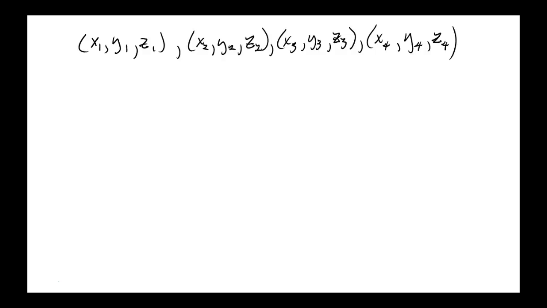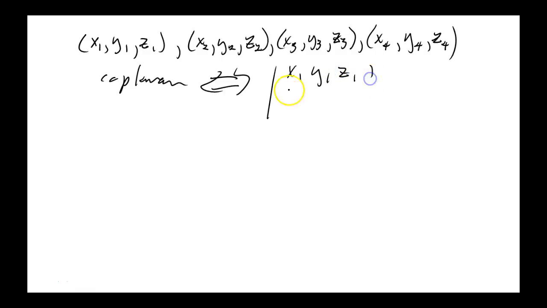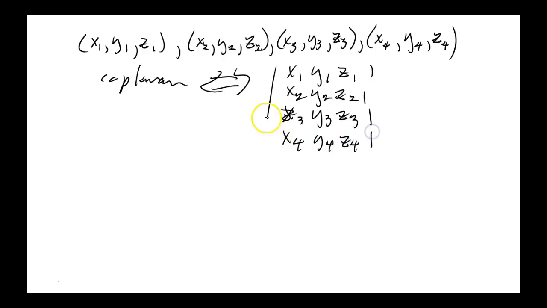Okay. These are coplanar if and only if the determinant of x1, y1, z1, 1, x2, y2, z2, 1, x3, y3, z3, 1, x4, y4, z4, 1 is equal to 0. Then they're coplanar, if and only if. One way implies the other.